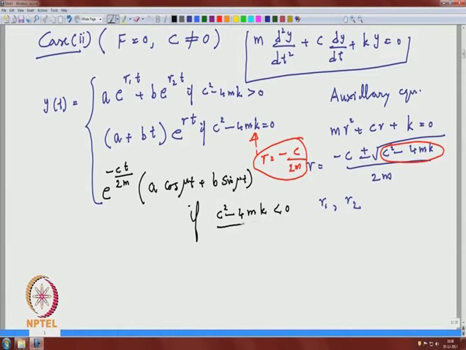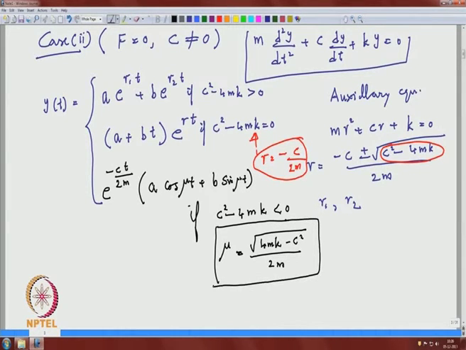And what is mu? If this is negative, you define mu as the square root of 4mk minus c square, that is positive, divided by 2m. That is what you can write down as the solution. Now the case c square minus 4mk equal to 0.